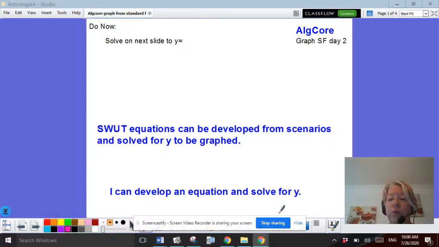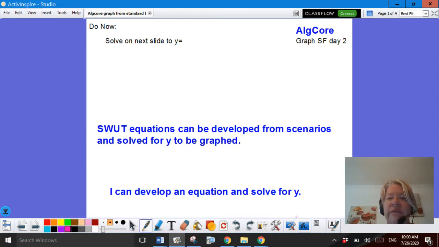All right, so real quickly today, we're going to do a few things where we're going to solve for y and just practice moving to slope-intercept form. And then we're going to graph one from another form, get it to y equals, and make the graph.